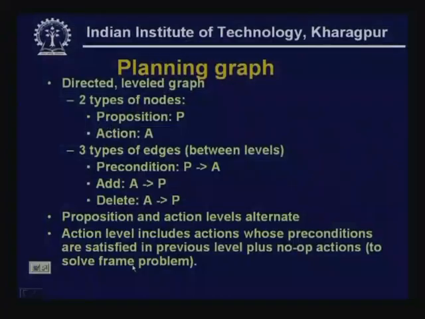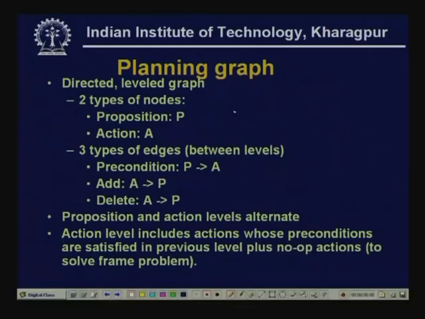Now, the planning graph that we will consider will be a directed graph. It will have several levels, and in this graph we will have two types of nodes, proposition nodes and action nodes. The level with the proposition nodes will alternate with a level with the action nodes. And we will also have three types of edges between levels.